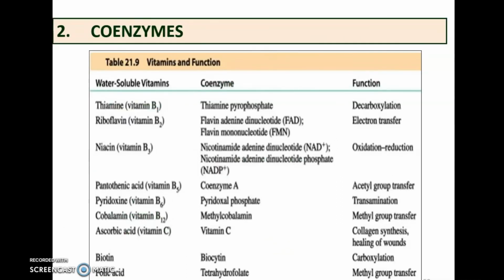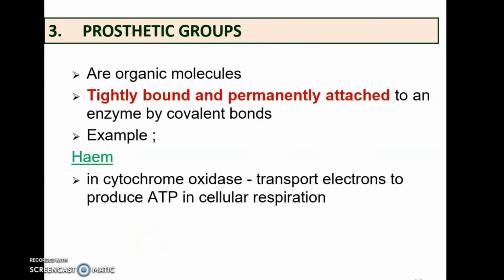Okay, here is another example of a coenzyme. Alright, so the last type of cofactor is the prosthetic group. Prosthetic groups are organic molecules and they bind to the enzyme tightly and are permanently attached to the enzyme. So remember, they bind tightly and permanently to the enzyme by covalent bond. A covalent bond is a very strong bond, so that's why it can bind permanently. An example of a prosthetic group is the heme in cytochrome, and this heme is bound in cytochrome oxidase. The function is to transport electrons to produce ATP in cellular respiration.